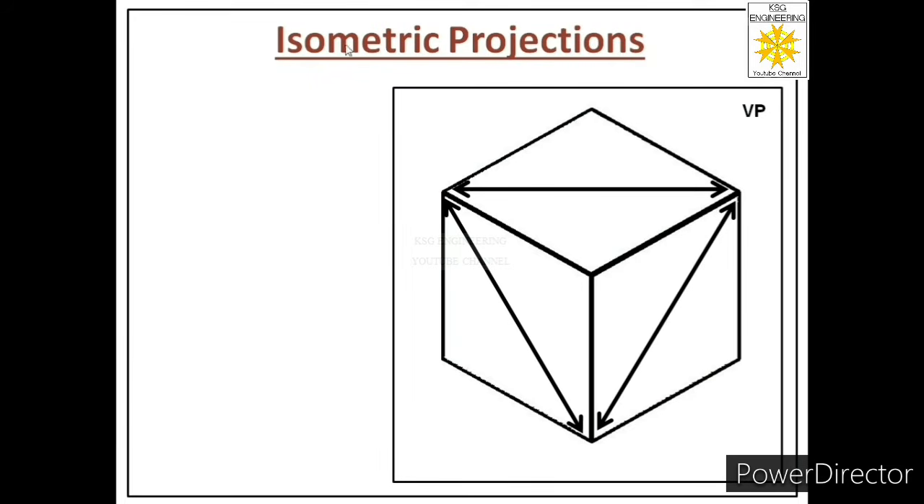Now focus on this term, isometric. It consists of two words. Iso means same, similar. Metric means measurements. So those projections where measurements are same. So we have learned that when we draw the isometric projection of a cube, then in that case, these front three principal faces of the cube are identical.